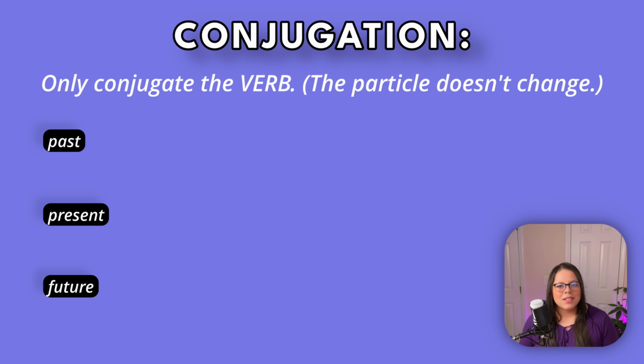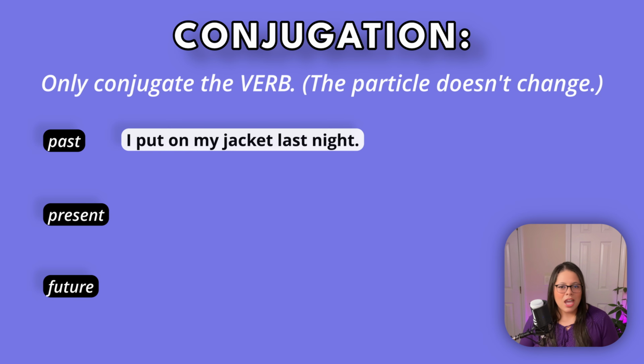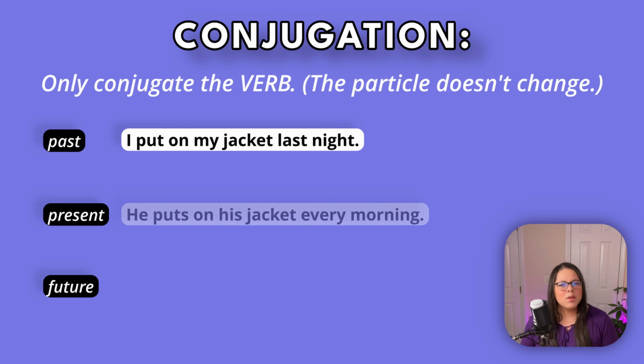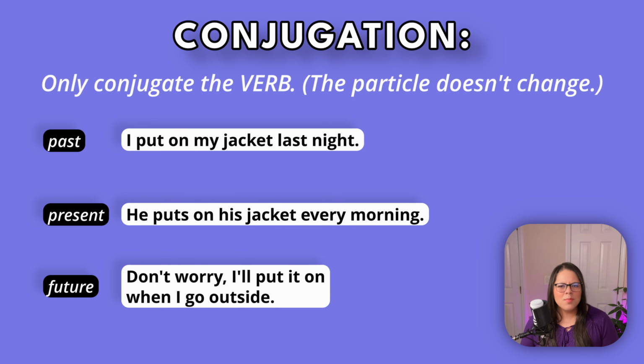Remember that put is an irregular verb, so it looks similar in all tenses. I put on my jacket last night. He puts on his jacket every morning. Don't worry, I'll put it on when I go outside.